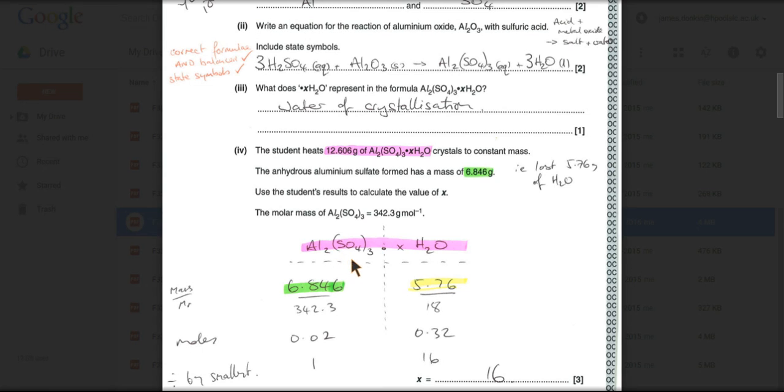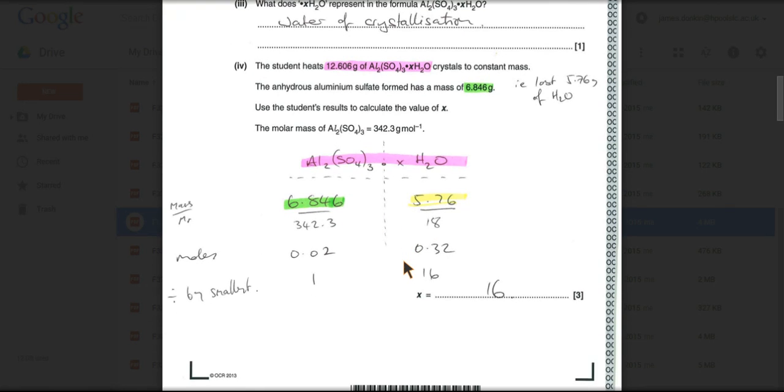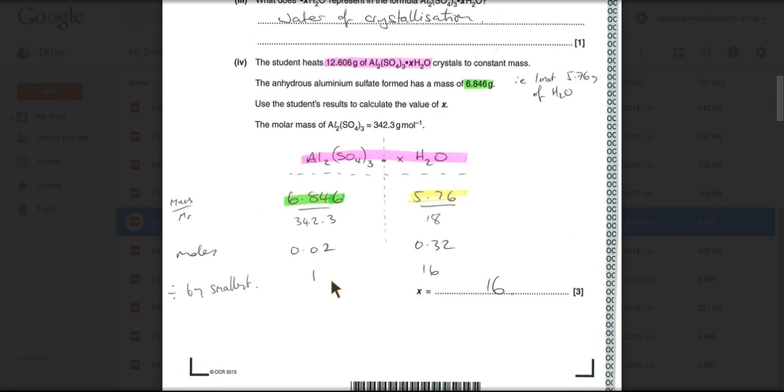Because we know the formulae for the two parts, we can work out the moles present. So I've divided the mass of anhydrous by the mass of the Al2(SO4)3, and I've done the same with water. And so we get a mole ratio of 0.02 to 0.32, which when you divide both by the smallest is a 1 to 16 relationship, and so therefore X, quite large this one, sometimes you get 5s or 7s, is 16.